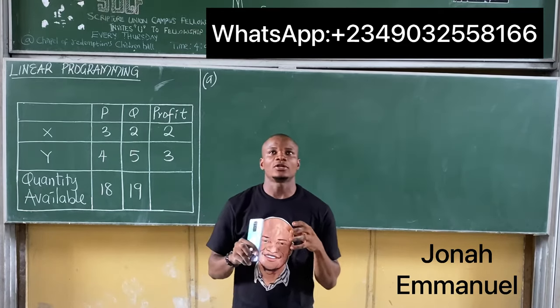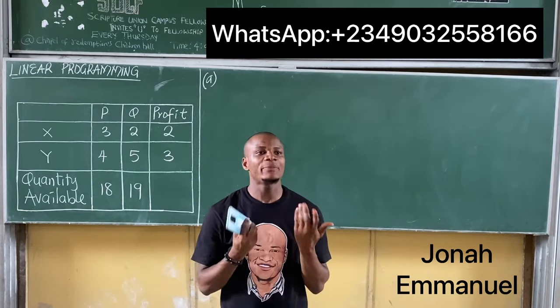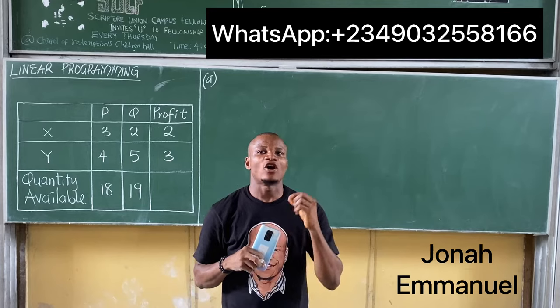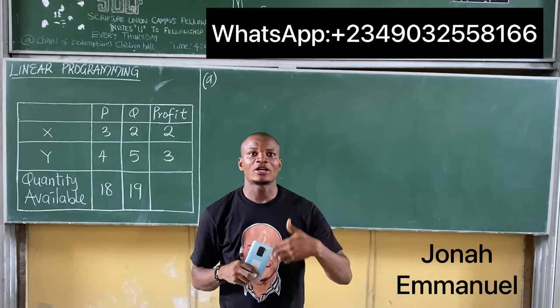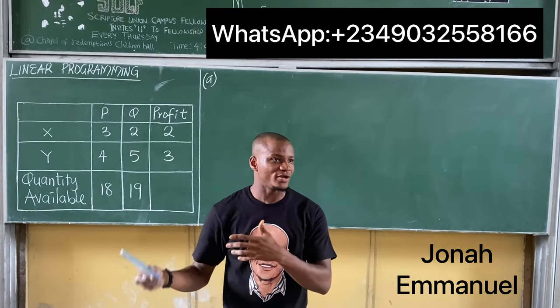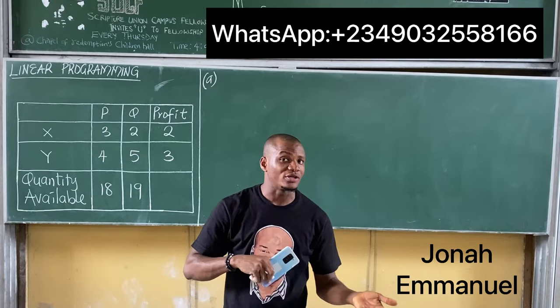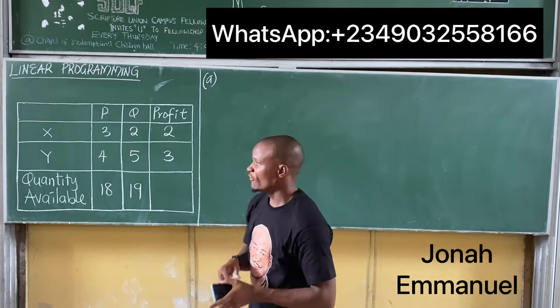We said in linear programming, there's something called an objective function. Others are called the what? Constraints. I mean, major constraints and minor constraints.